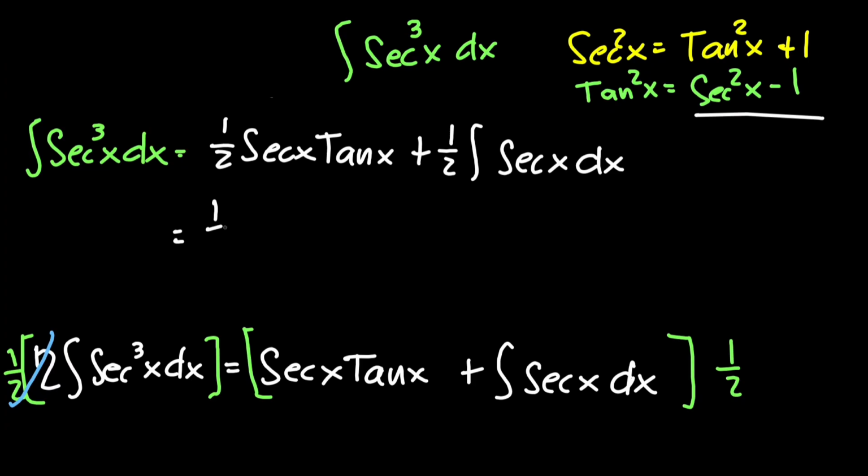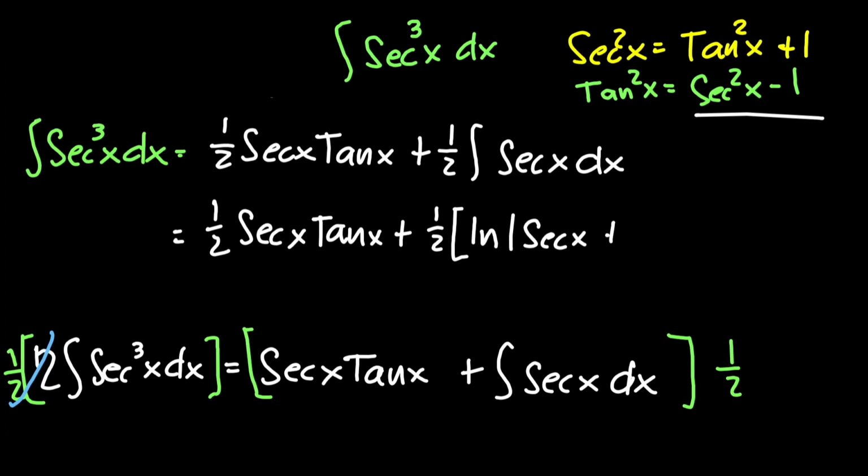And so, as you can see here, the integral of secant x dx, as we had solved earlier, just copy this. Plus 1/2 multiplied by the integral of secant x dx earlier. What you had solved there is natural log the absolute value of secant x plus tangent of x plus c.